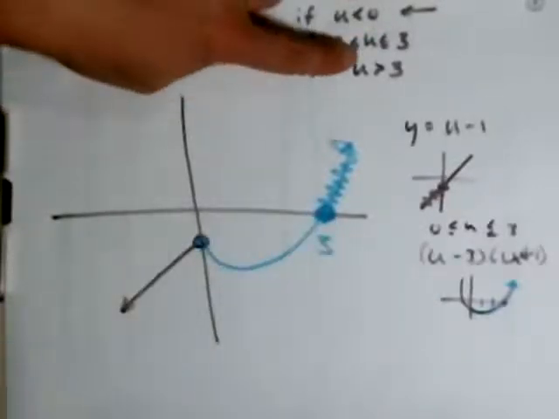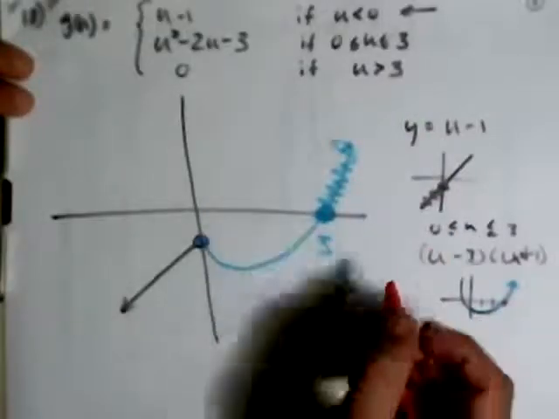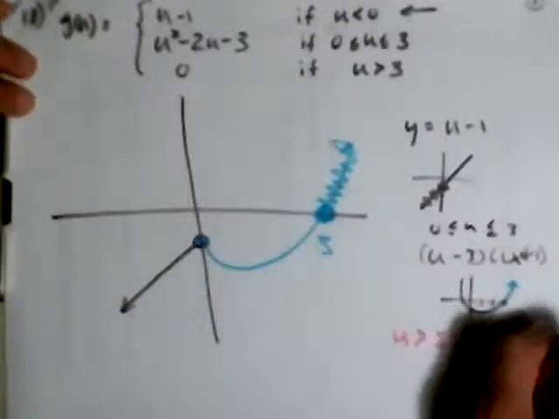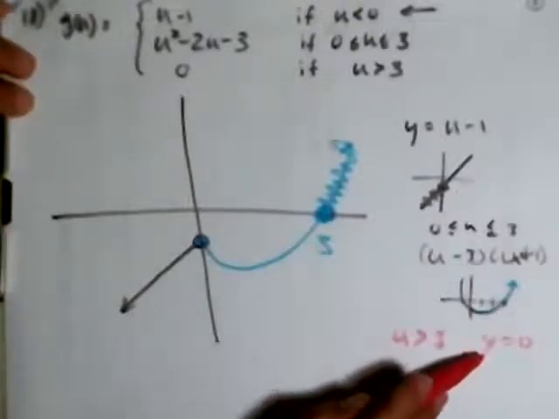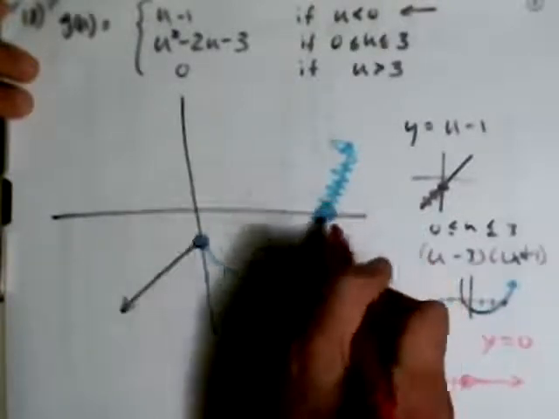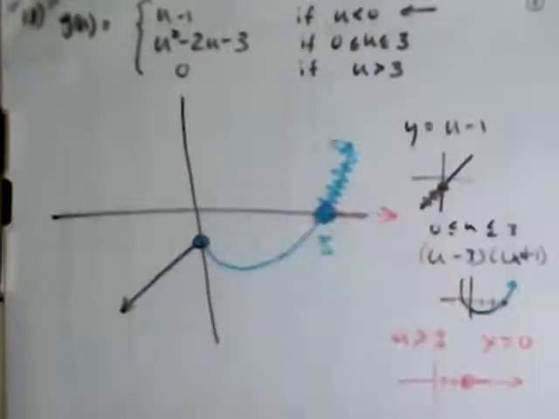And then when u is greater than 3, my y is going to equal 0. What does that look like? It's a horizontal line, right? Starting at 3, an open circle, and goes this way. So it has an open circle which was filled by the blue and goes this way. So that's what it looks like.